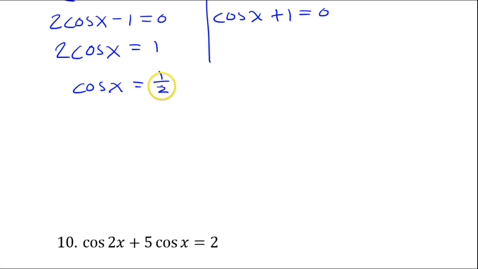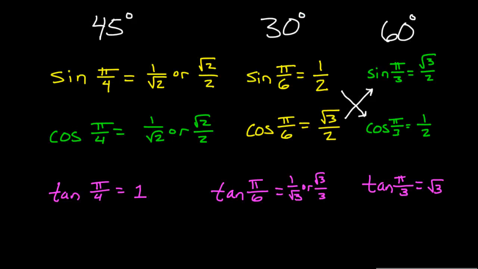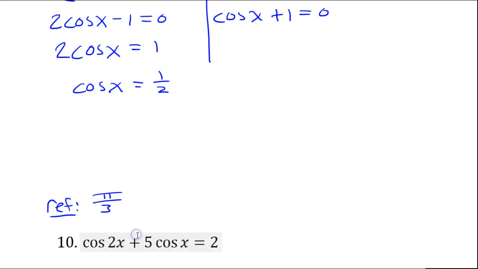Cosine of what angle is 1/2? Well, the first thing that pops into my mind is pi over 3. Now that is the reference angle. It's not just plain the answer, but I know because of facts that I've memorized that cosine of pi over 3 is equal to 1/2.